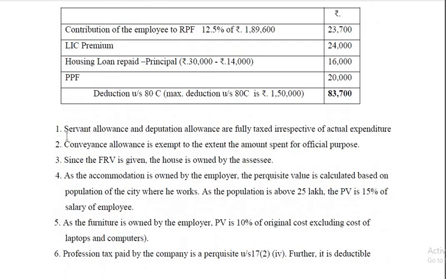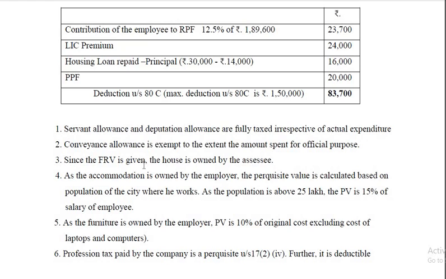Alright, now look at the notes given here. Servant allowance and deputation allowance are fully taxed irrespective of actual expenditure, whatever may be the amount given. Conveyance allowance is exempt to the extent of the amount spent for official purpose. If the entire amount is spent, the entire amount is exempt. If any part of the amount is not spent, that is taxable. If it is spent for private purpose, then also it is taxable.